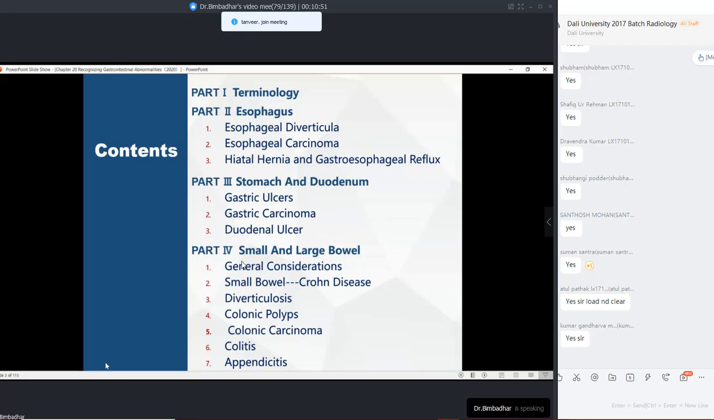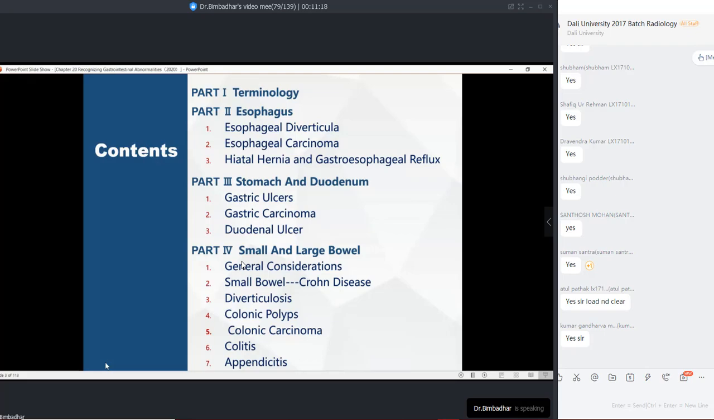The first thing we will do is learn some terminology. Then we will follow the same anatomical distribution. We will start with the esophagus, then go down into the stomach and duodenum. Then we will go to the small bowel and large bowel. So we will try to complete as much as we can in today's class.